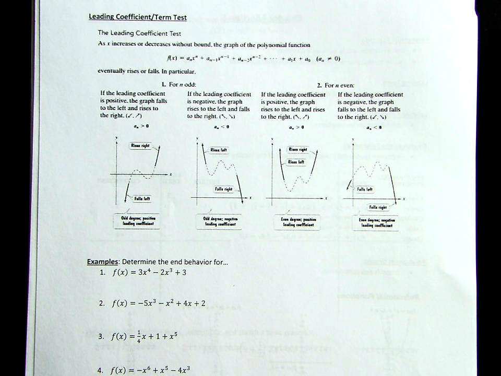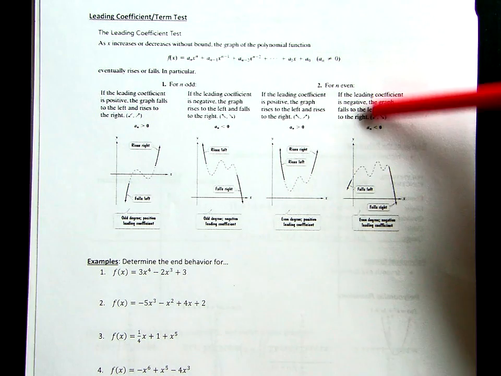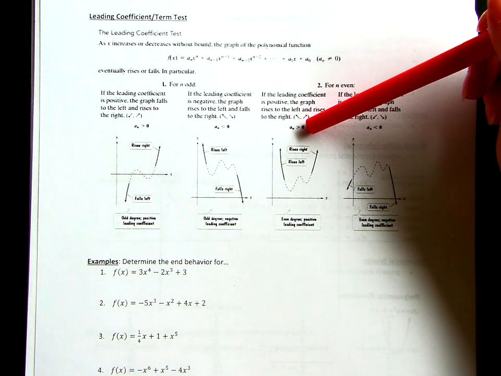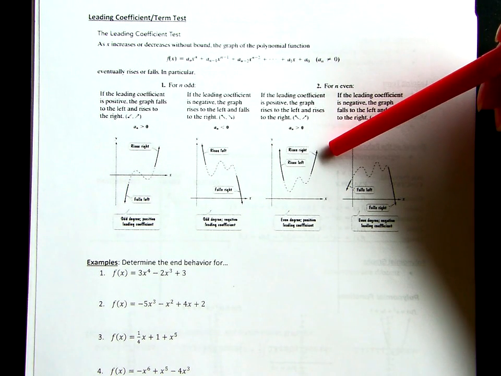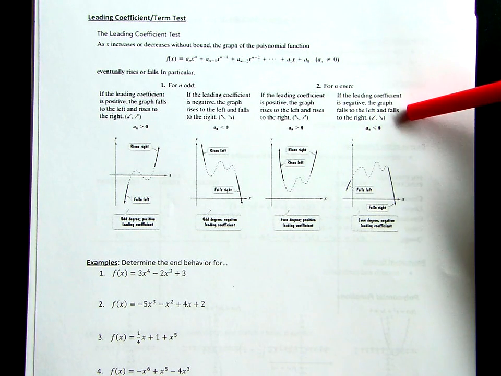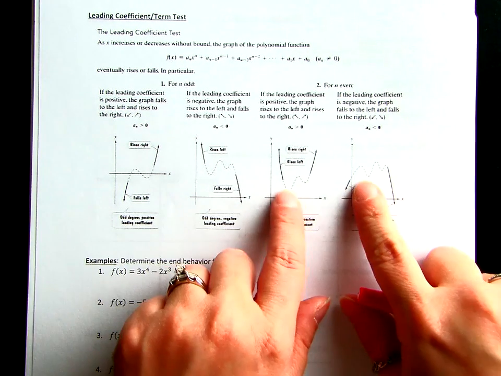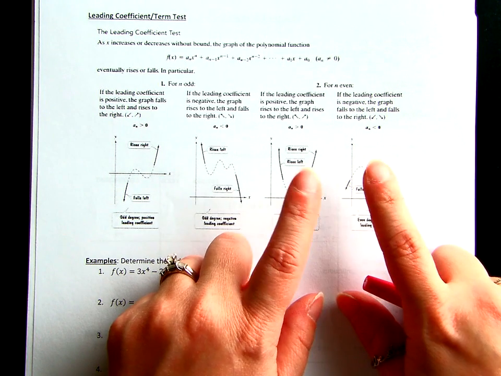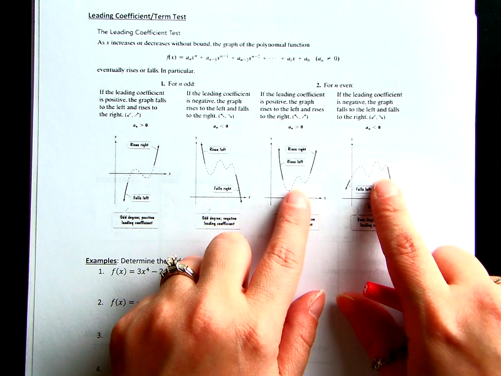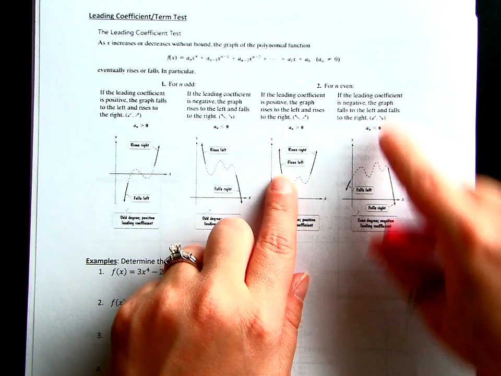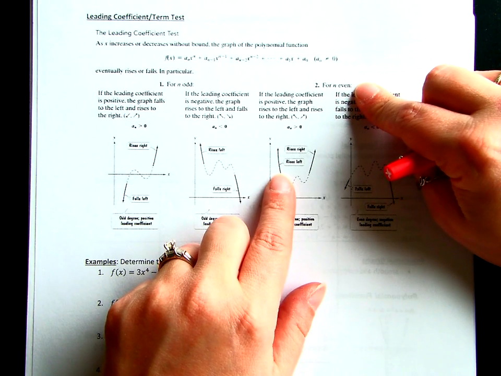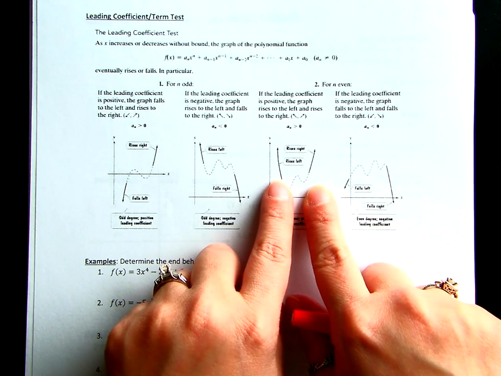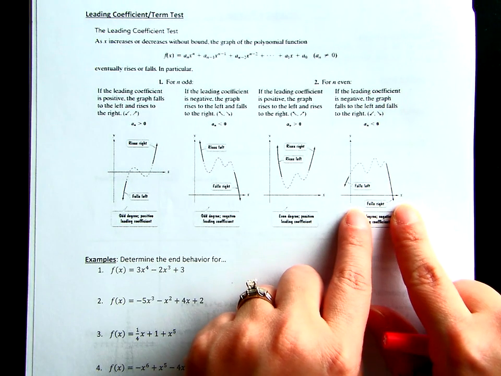So if the degree of our polynomial is even, then our end behaviors are going to go the same direction. They're both going to go up or they're both going to go down. That's what's represented over here. So if our leading coefficient is positive, then they're both going to go up. If our leading coefficient is negative, they're both going to go down. Again, notice that there are dotted lines in between those, and that's because we don't know what's going on in between. We have other things to help with that. But for our leading coefficient or leading term test, we're only going to discover what happens at the ends. So if the degree of our polynomial is even, they both go up if our leading coefficient is positive, or they both go down if our leading coefficient is negative.